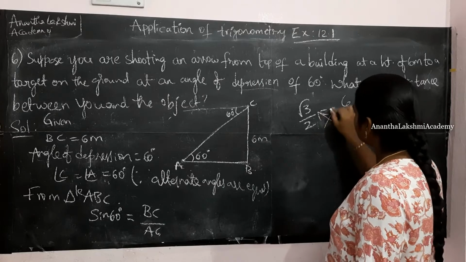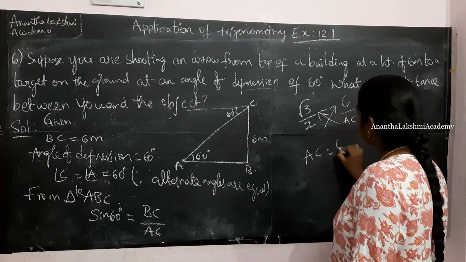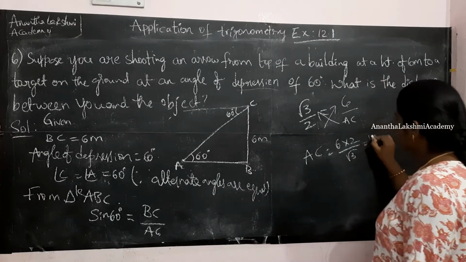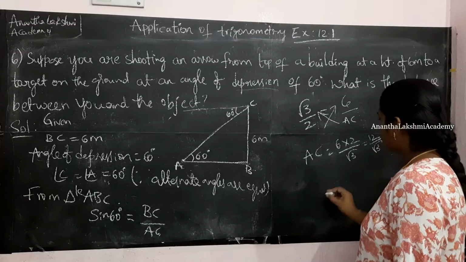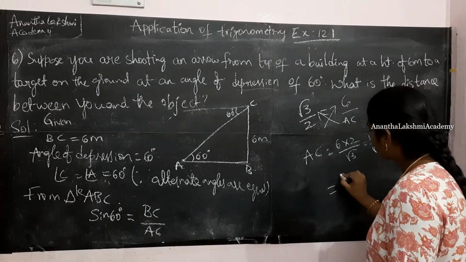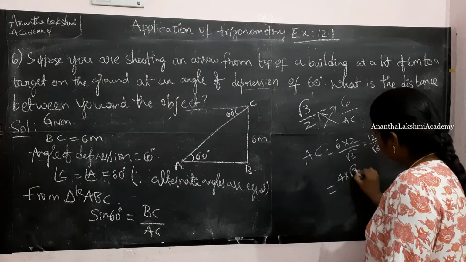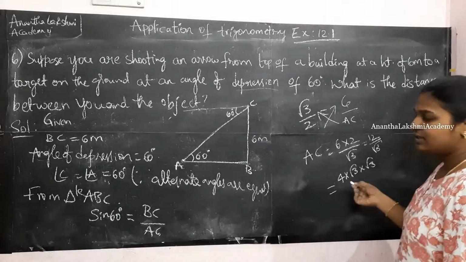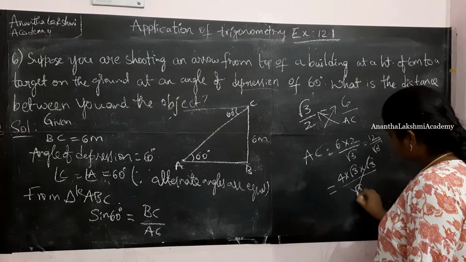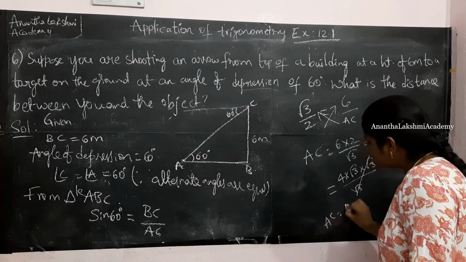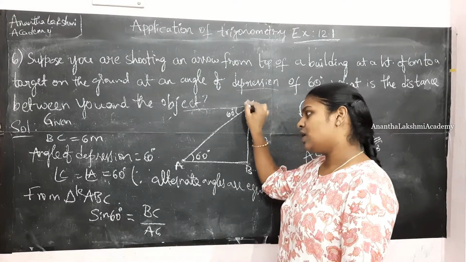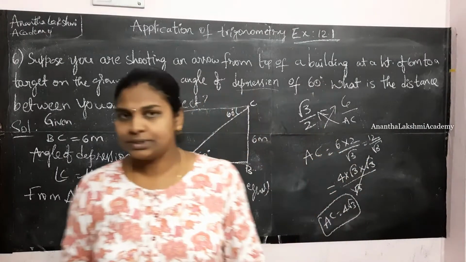So if I do the cross multiplication, what happens? AC is equal to 6 into 2 by root 3, which is nothing but 12 by root 3. Okay, if I am to express in some other form, 12 can be written as 4 into root 3 into root 3. 4 3 is a 12, right? 3 itself I have written as root 3 multiplied by root 3 by root 3. Root 3 gets cancelled. AC is equal to 4 root 3. So this distance between you and the object is 4 root 3.